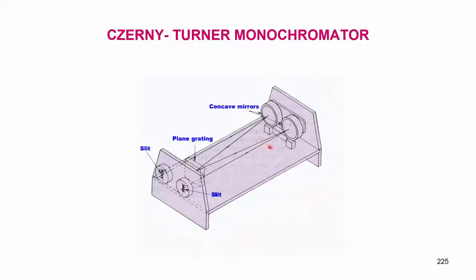Czerny-Turner monochromator. I have shown you this figure. There are two slits. One is for incoming, and then this is a plane grating. There is a concave mirror. The plane grating is fixed at the focal length of this concave mirror, and then the radiation after selection of the resonance line reaches another slit and comes out through it.